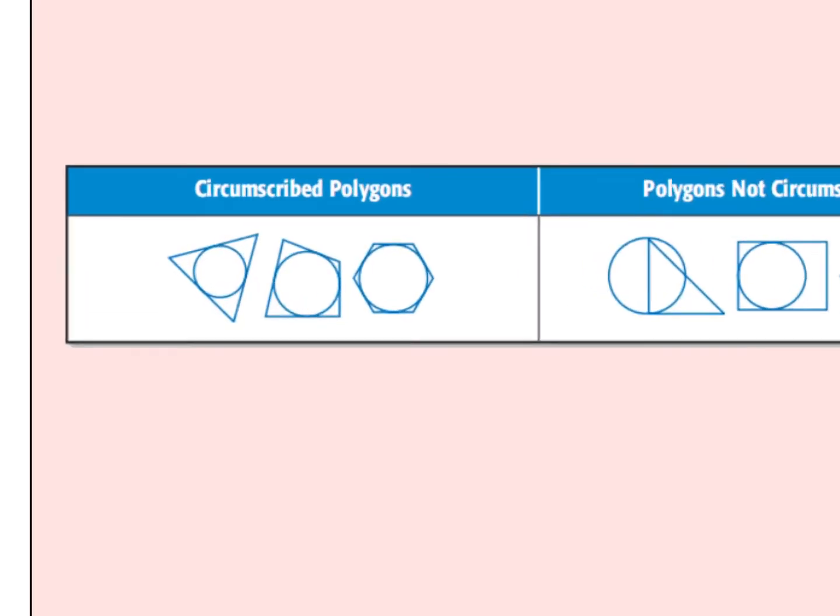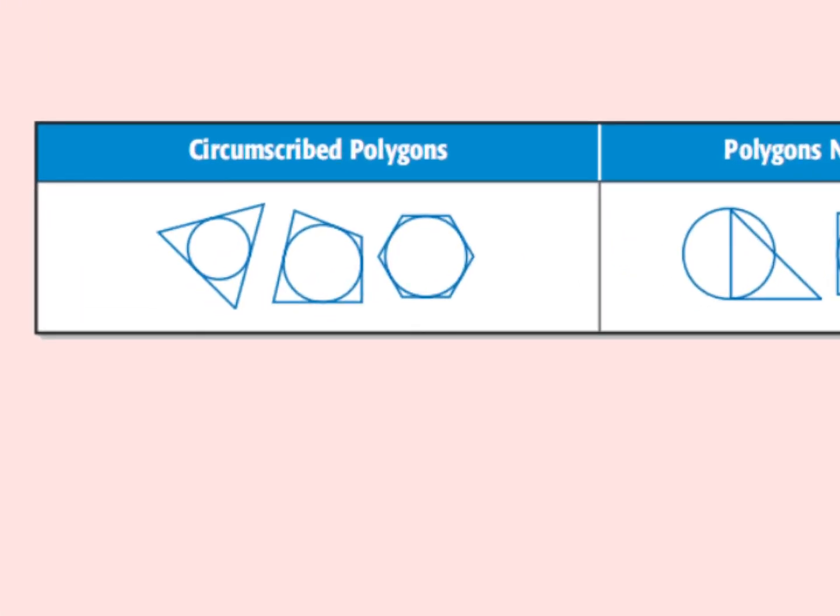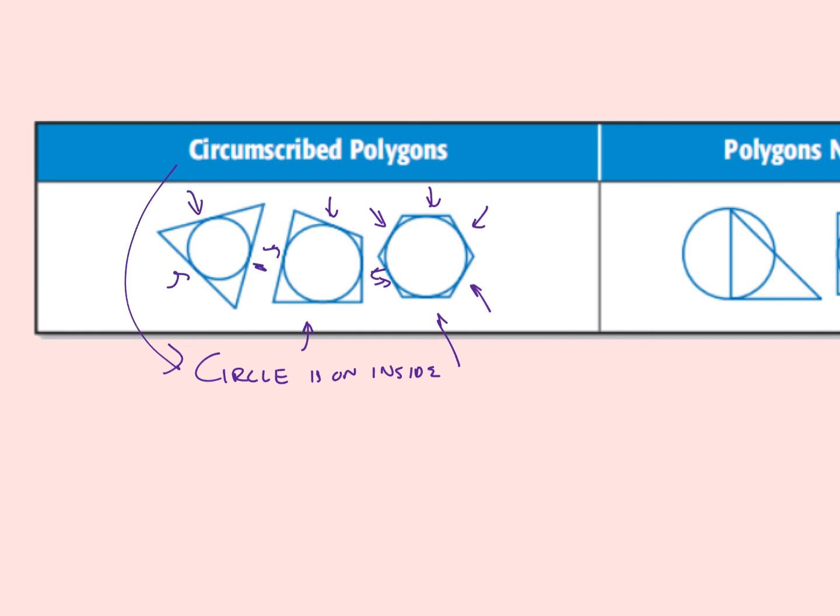Okay, a term to be familiar with is called circumscribed. Circumscribed just literally means that the circle is on the inside. Okay, and if you notice, the circle touches every side of the shape. That is what makes it circumscribed. It has to touch every single side of the shape.